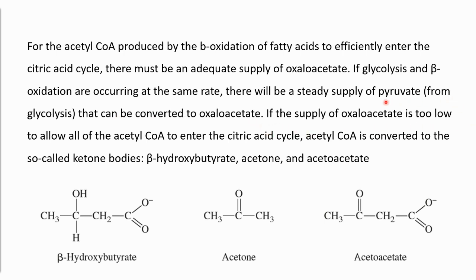that can be converted to oxaloacetate. However, if the supply of oxaloacetate is too low to allow acetyl coenzyme A to enter the TCA cycle, what the body will do is convert it into what we call ketone bodies. Okay? So for those who have heard of ketone, the ketone diet, this is it. Here are the three examples of ketone bodies that are produced by the body: beta hydroxybutyrate, acetone, and acetoacetate. So those are the three that are produced.